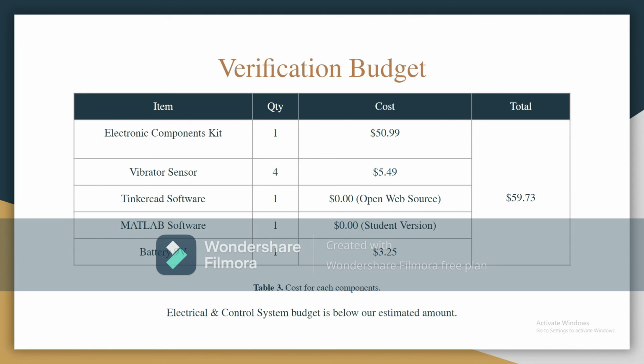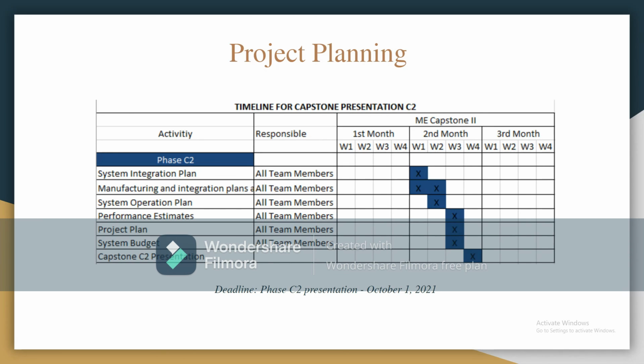Here we have the complete project planning for phase 2. As you can see, we're going to be working on it during the first, second, third, and fourth weeks of September. And the deadline for our C2 presentation is going to be October 1, 2021.